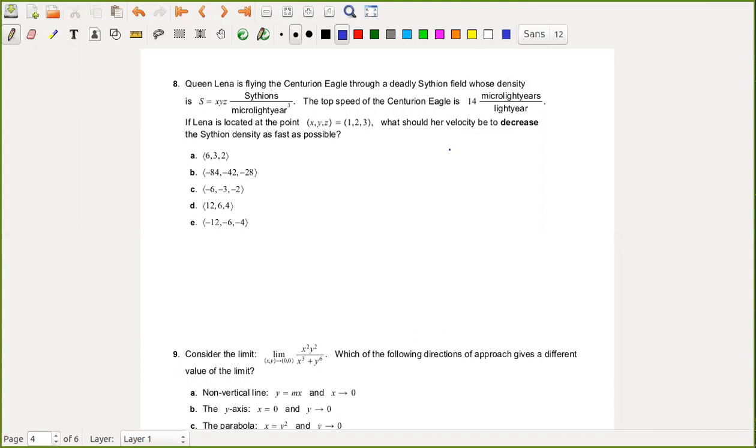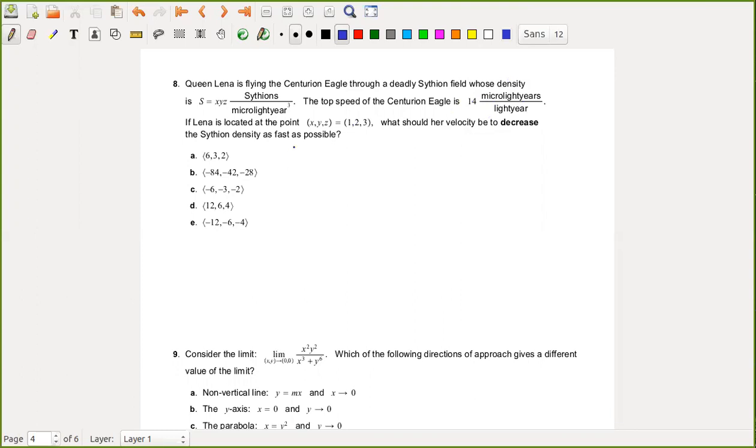as fast as possible? Well, the idea here is that we first want to figure out what direction she should go in. What direction should she go in to decrease the Scythian density as fast as possible? And then using the fact that she can go 14 micro light years per year, we're going to multiply the direction vector by this 14, and that'll be the answer.